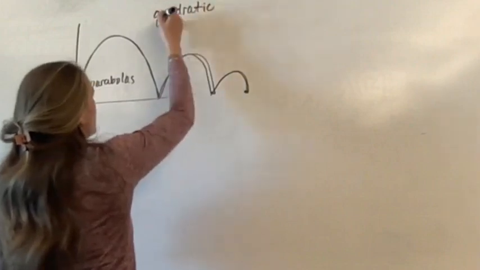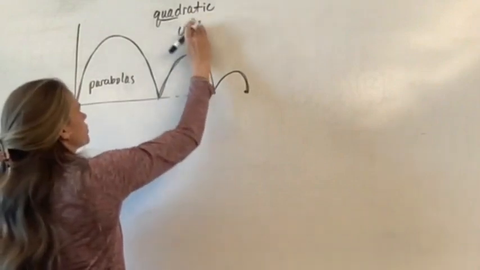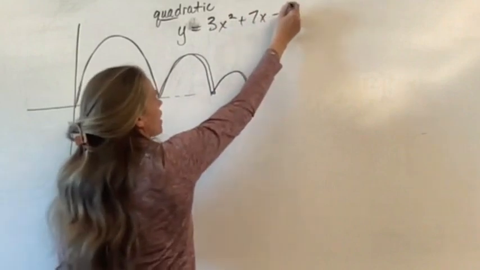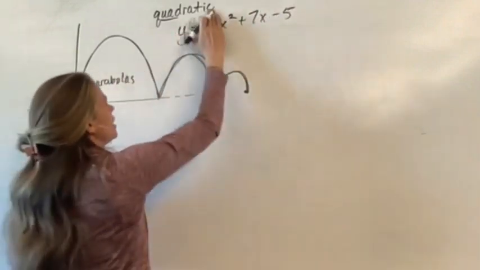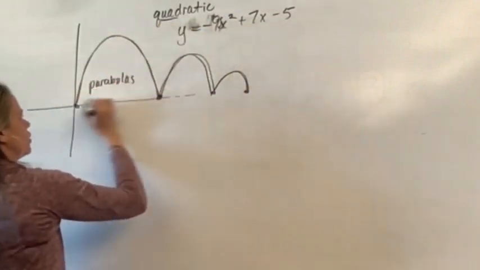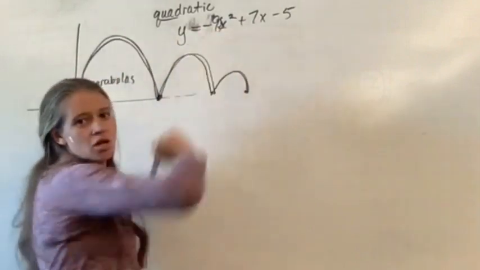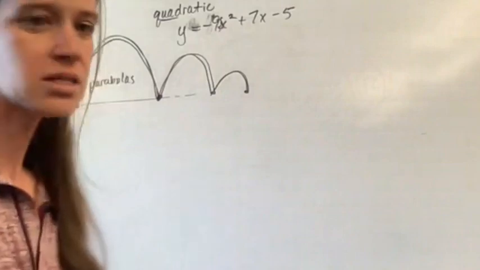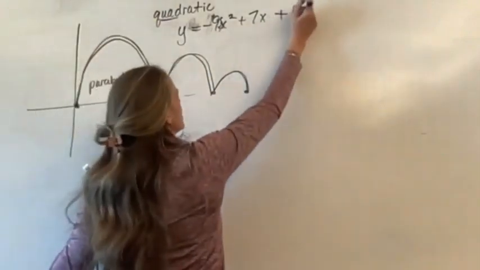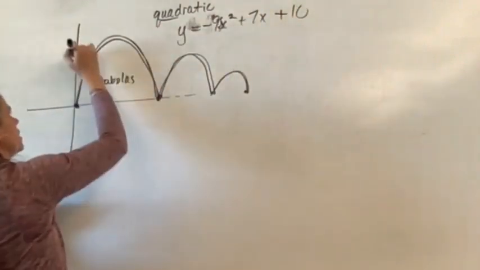I don't know why it's called quadratic because it's x squared, but it looks something like y equals 3x squared plus 7x minus 5. In this case, you might have a negative 9.8 x squared, and then you could see where it hits. From the equation, you can tell when your y value is 0. It might be plus 10. If it was plus 10, when x is 0, y is 10.